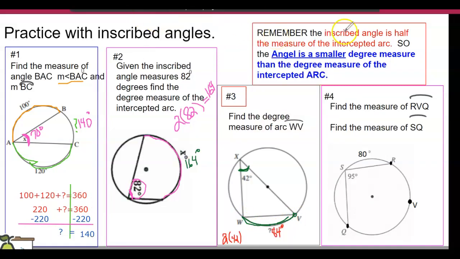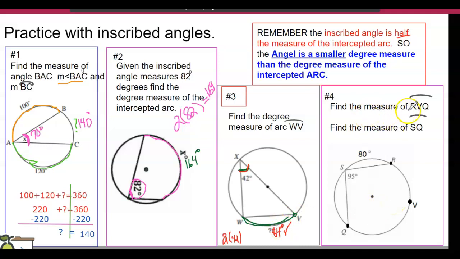Okay, so it says the inscribed angle is half the measure. So the angle is always smaller. So my angle is 42. This is half. So then this would be double. 42 times 2 is 84 degrees. So you should have gotten 84 degrees. Go ahead and do this last one over here.